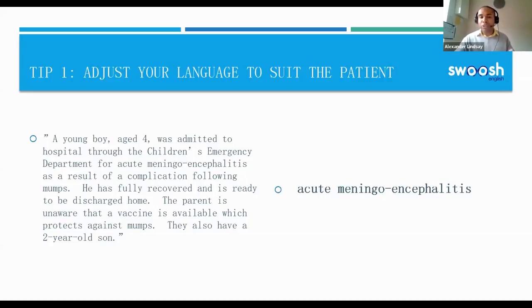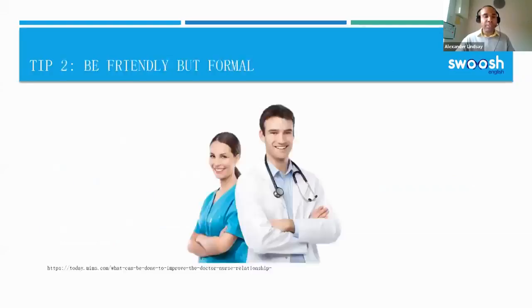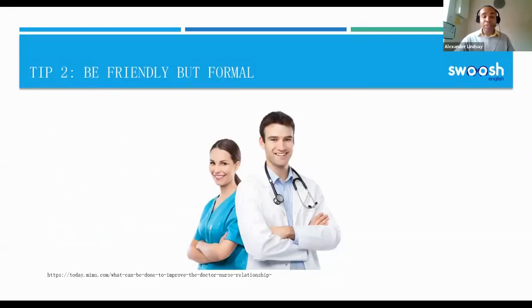So the content of your response must relate to the background and profile of the person with whom you are conversing. And obviously you picked up in this case that the parent didn't know about the vaccine, so absolutely explaining the vaccines and how they work would be an appropriate way of developing the interaction with this patient. So well done, some good responses there. Okay, so that's tip number 1, adjust your language to suit the patient. Tip number 2 relates to formality. So be friendly, but formal.